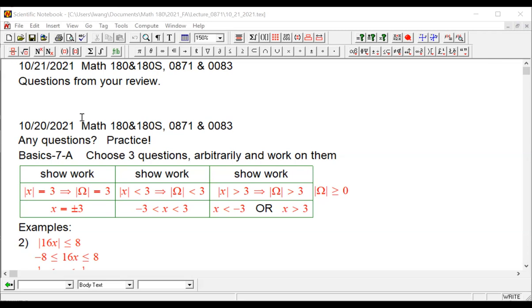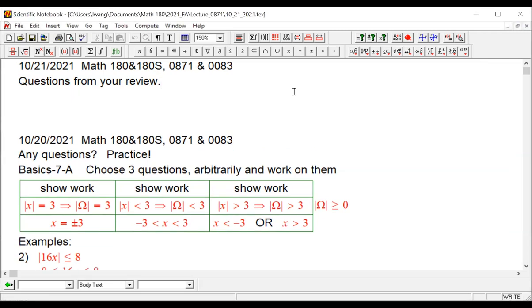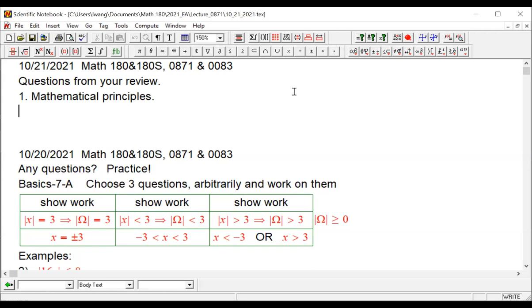Anybody? Any questions? Well, everything we covered up to this point is going to be tested. Of course, I cannot test every question from homework, but I select questions from those areas. The first important thing that you will be tested on is the mathematical principles. We had some in-depth coverage of the mathematical principles, and the meaning, the if statements and so on.